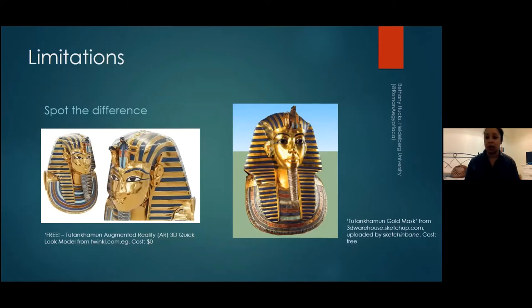So some of the limitations of 3D models depend on the people doing the scans and what they know of the software involved. So as you can see on the slide here, there are two different versions of 3D models of King Tutankhamun's funeral golden mask.